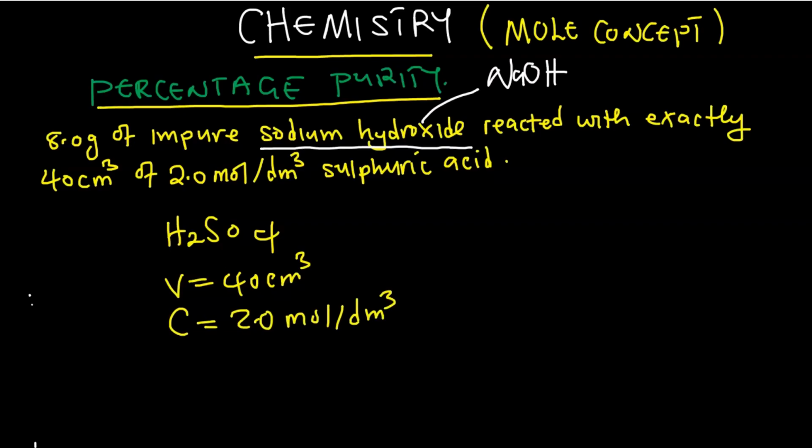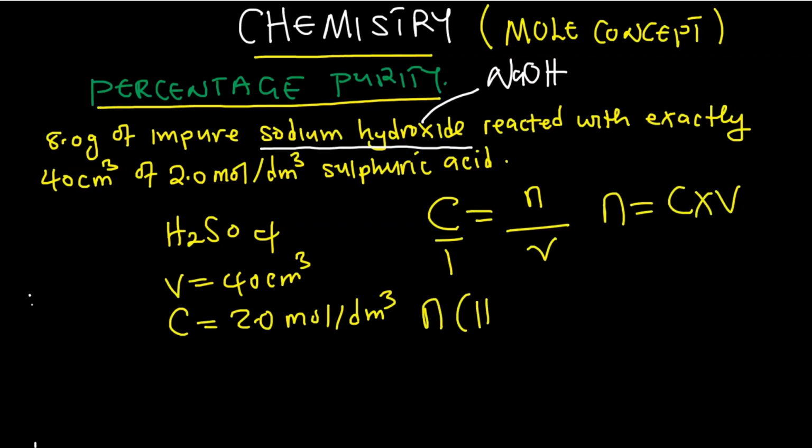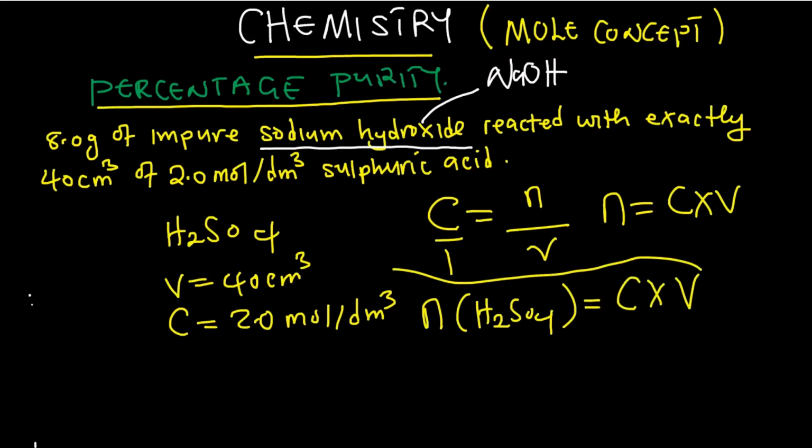Okay, now we want to find the number of moles. So you having concentration and volume, you know that for the number of moles you are going to use the formula for concentration. Concentration is equal to number of moles divided by what? Volume. If we make number of moles the subject of formula, number of moles is equal to concentration multiplied by what? Volume. And therefore the number of moles of sulfuric acid is equal to concentration multiplied by volume. But you should take note that the volume here is in centimeter cubic. You need to convert it into decimeter cubic.